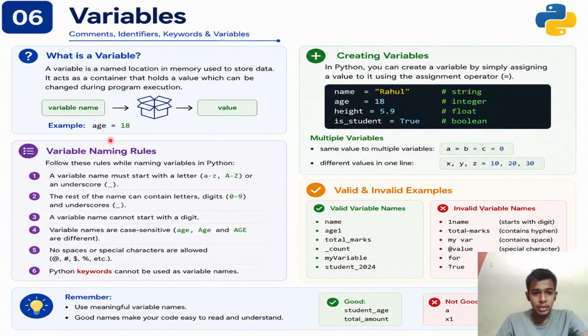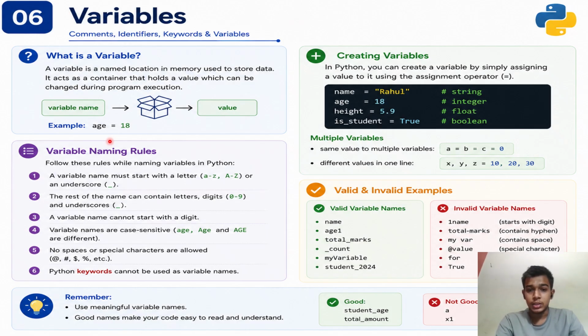Now, some real life examples. Suppose you have a water bottle. The bottle is like a variable and the water inside it is the value. Today you may fill the bottle with water, tomorrow with juice. The container remains the same, but the contents can change. Similarly, a variable can store different values during program execution.